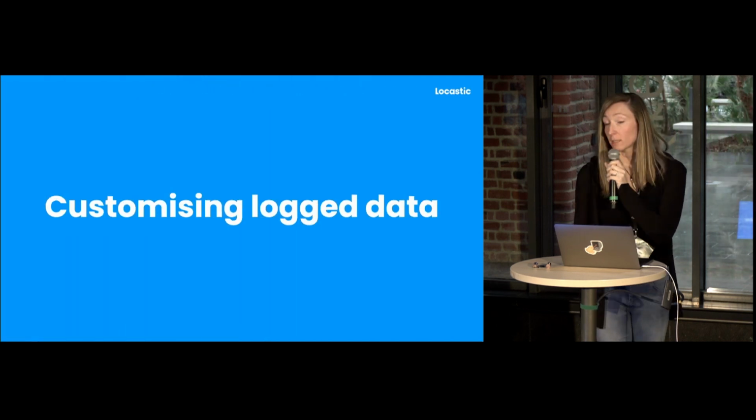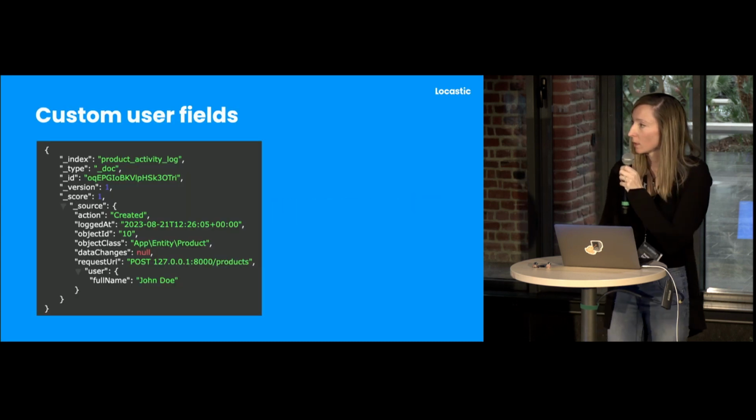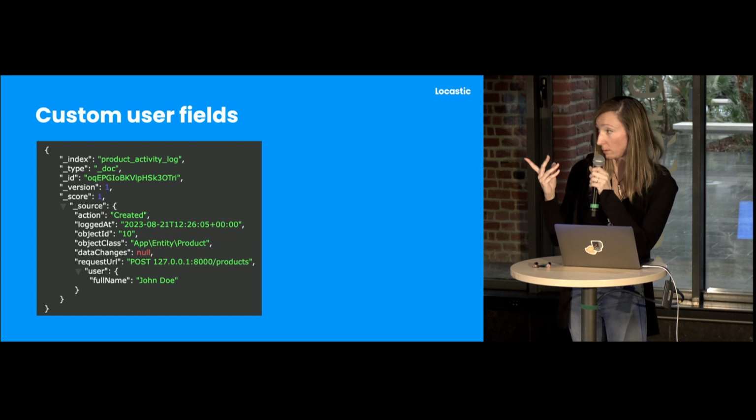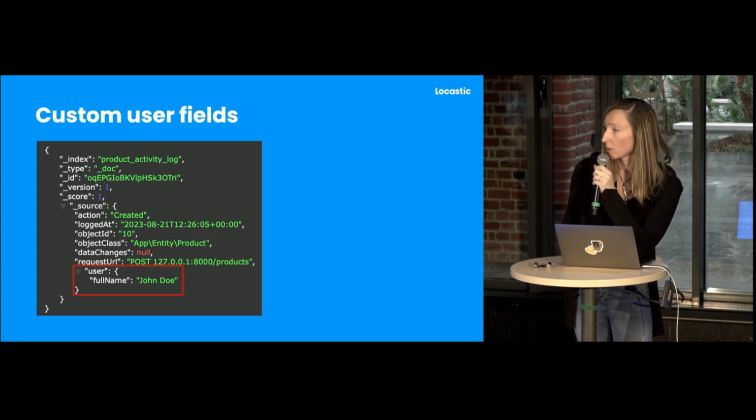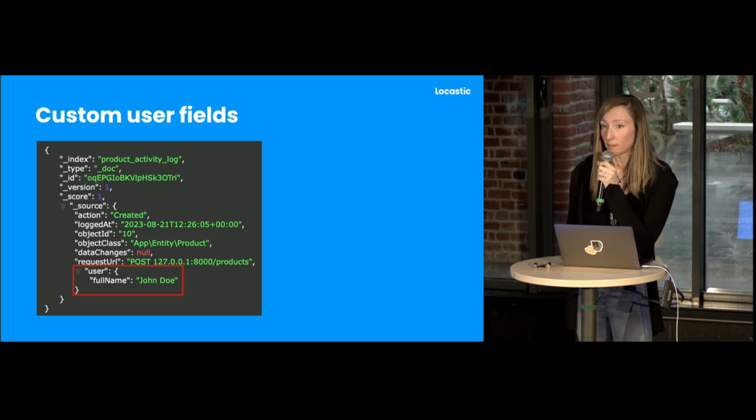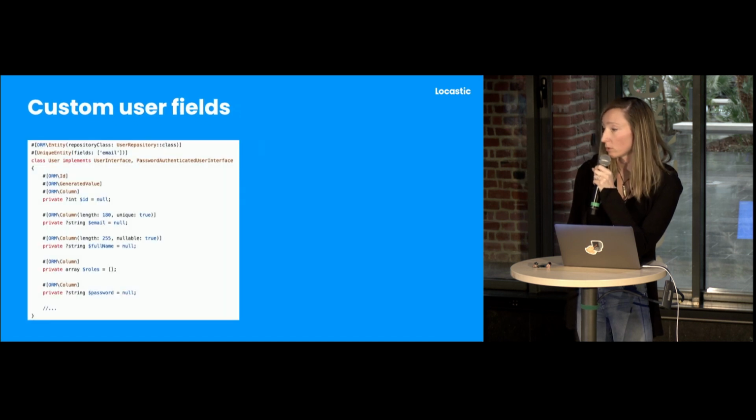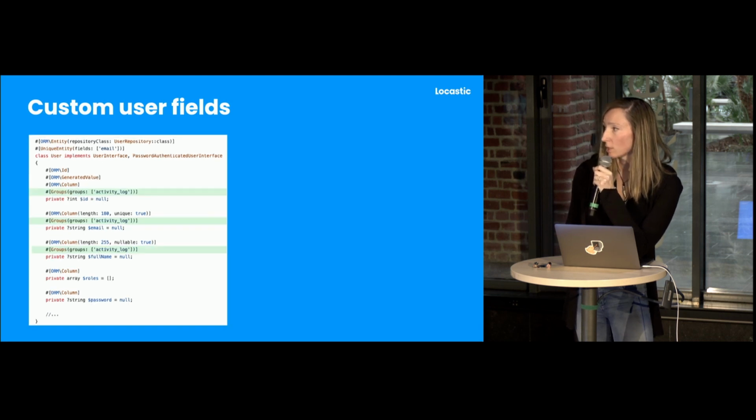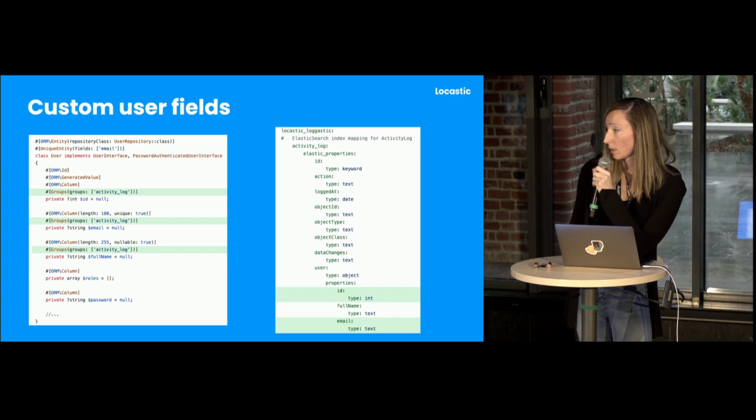So let's see how we can customize the log to data. Let's take a look at the created log. And here we can see we have a user with a field which is a full name. But maybe we want to have some different data there. So in order to do that, we have a user entity, which is a basic user used for the login. And we just need to add the serialization group activity log, and those fields will be shown as a user in our log. And also don't forget to add it to the Elastic Index mapping.